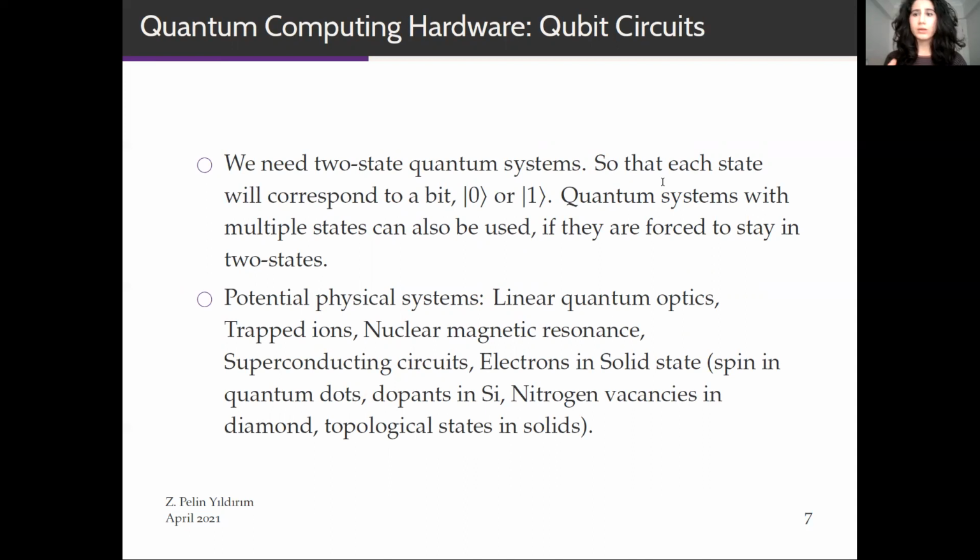Let's talk about our qubit. The qubit has to consist of two levels, each corresponding to a bit. If it does not, then we also manipulate it. Some examples of physical systems are trapped ions, nuclear magnetic resonance, electrons in solid states, etc.